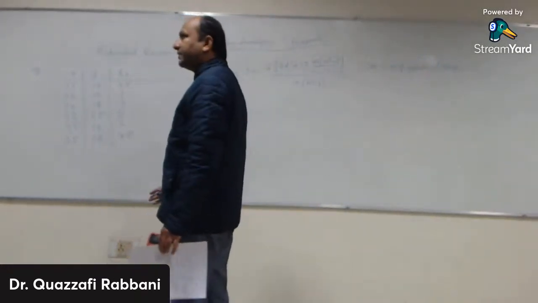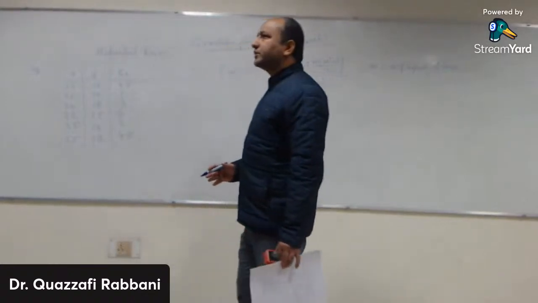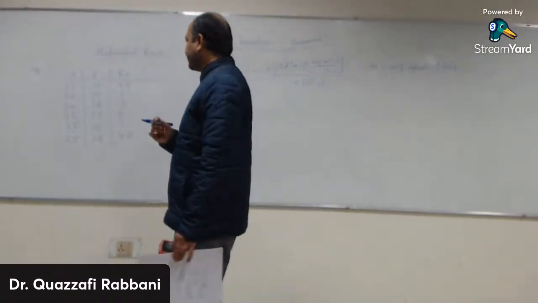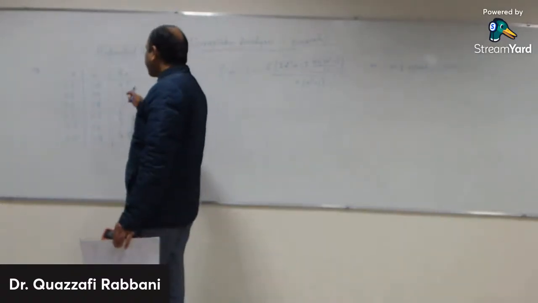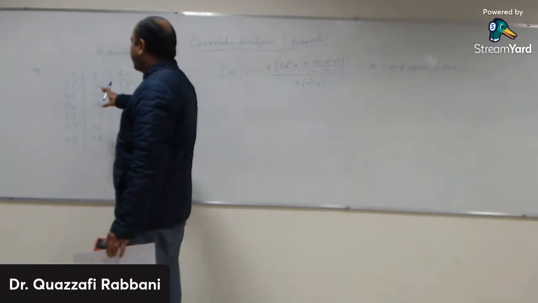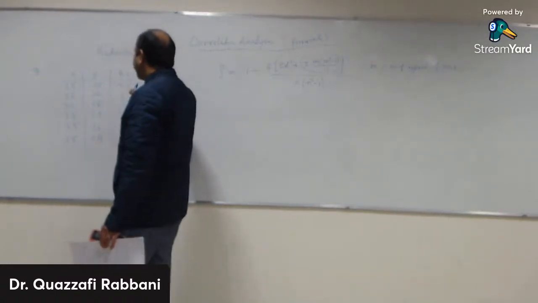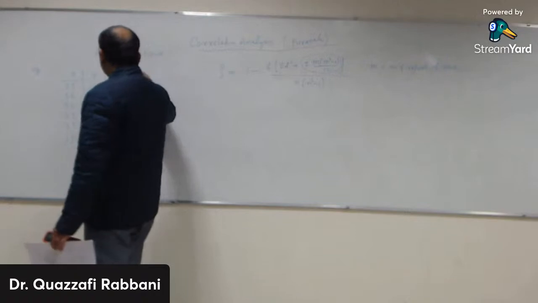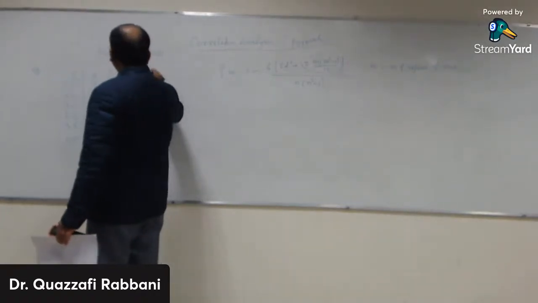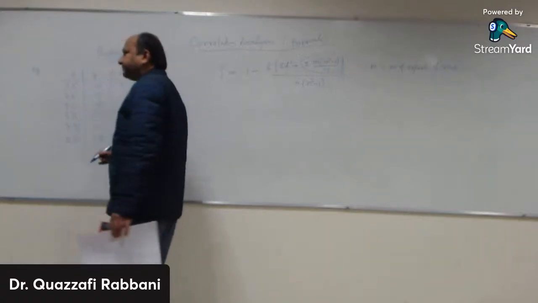If there is a tie, at what places is the tie? Just give the average of those two places. So here the tie is at the 4th and 5th position, so we take the average of 4 and 5, that is 4.5. Similarly, the rank of y.